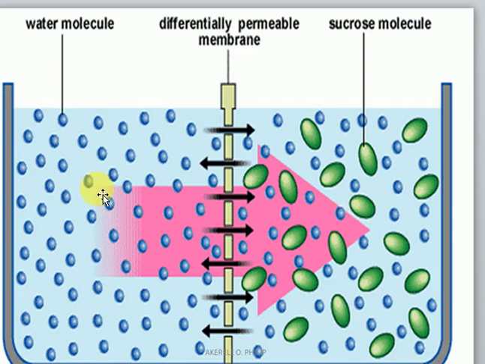So we said osmosis is the movement of solvent, water molecules, from an area of lower concentration to an area of what? Higher concentration, through what? A semi-permeable membrane. Alright?